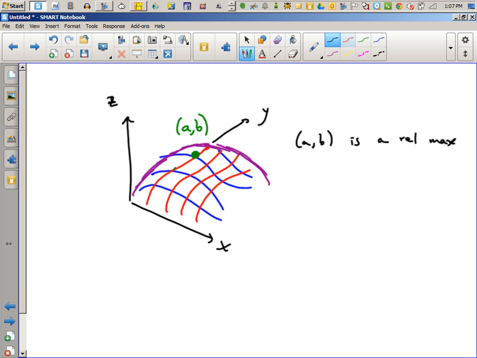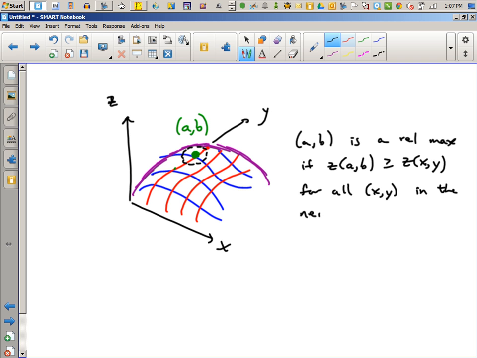Around where? That's an important question. What do you mean around? Well, I mean in its neighborhood. So you could draw a little ring around that point, see? It's a rel max if plugging a and b into your z function gives you a value of z greater than or equal to all the other points in the region. So greater than or equal to z of xy for all xy points in the neighborhood.